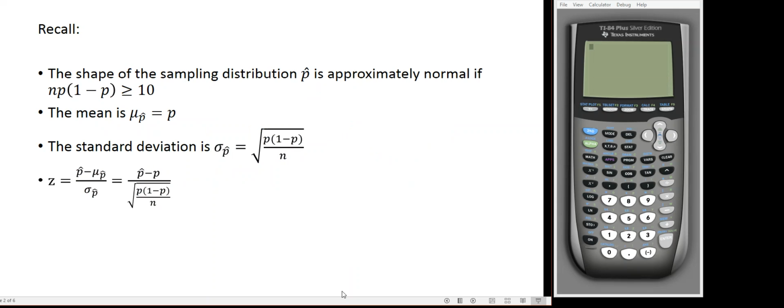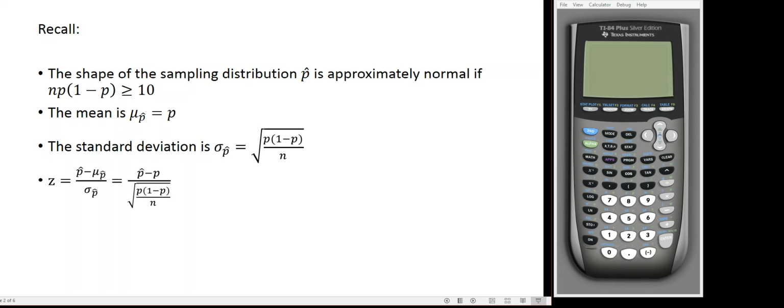So first of all, we need to remember that the shape of the sampling distribution of p hat, which is our sample proportion, is approximately normal if n times p times 1 minus p is greater than or equal to 10. So we're going to have to check this before we do examples.